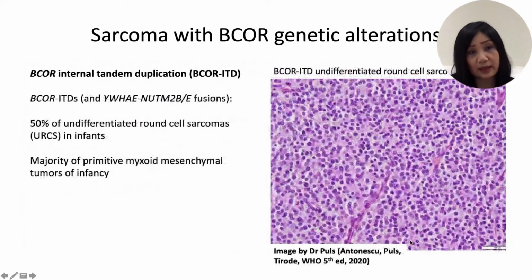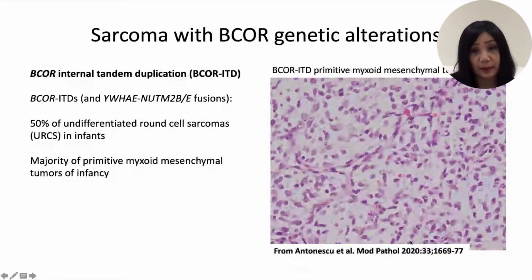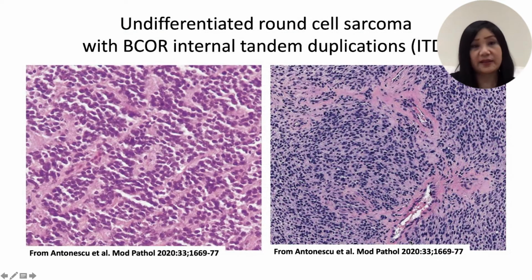So these tumours account for 50% of tumours classified as undifferentiated round cell sarcomas in infants, and are seen in the majority of primitive myxoid mesenchymal tumours of infancy. And we can see an example of this here, where we have undifferentiated round cells in myxoid stroma with a variable vascular pattern. Again, this is to illustrate the morphologic heterogeneity. This is a tumour type in which our understanding is still evolving.